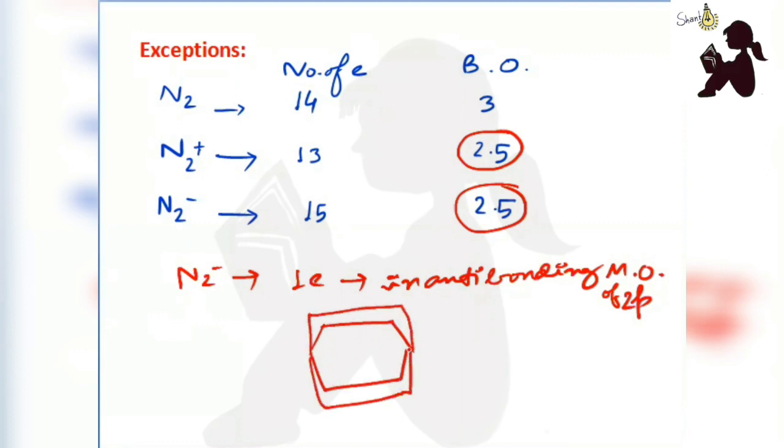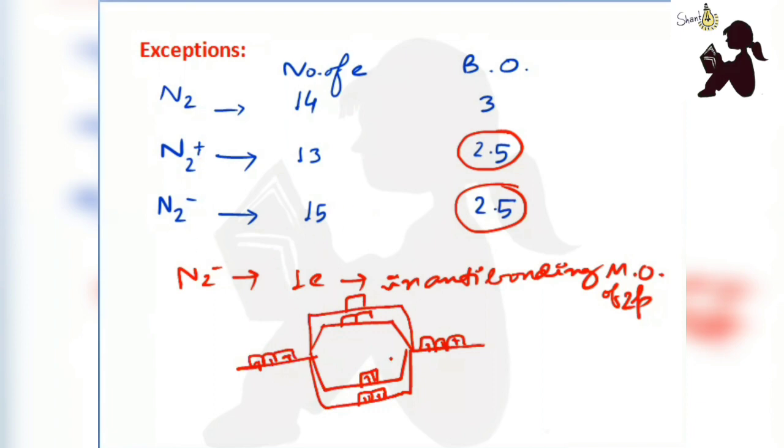2p here, okay, as you can see, we are drawing it for N2 first, then we are going to draw it for N2 minus. Okay, so as you can see, the bonding molecular orbital is already filled with 6 electrons, right?